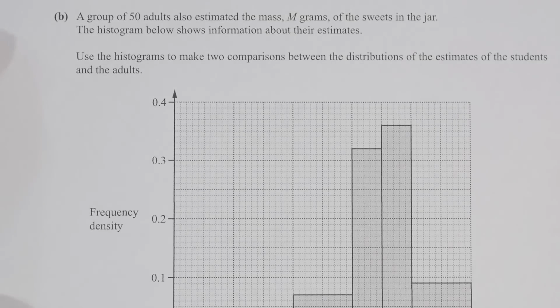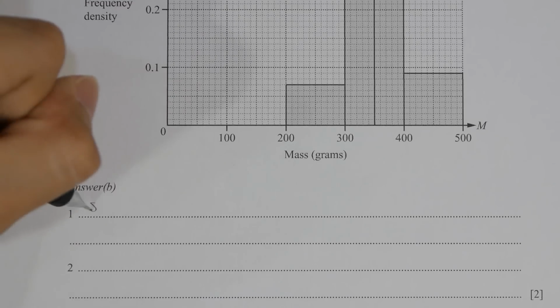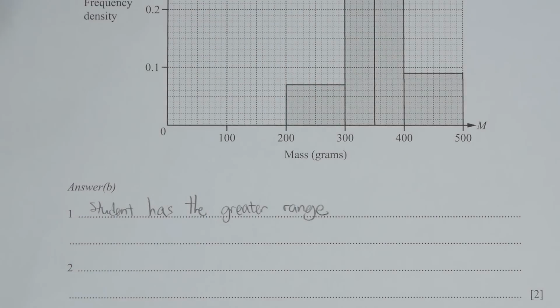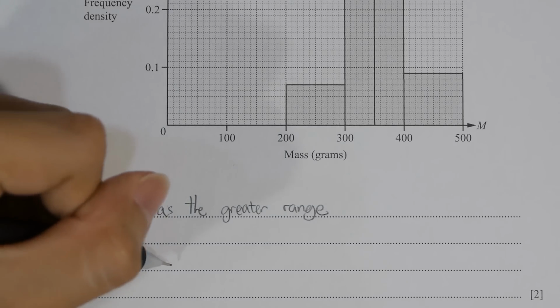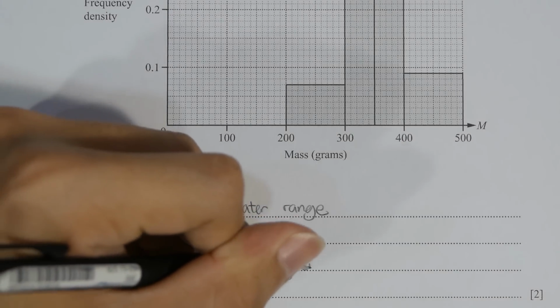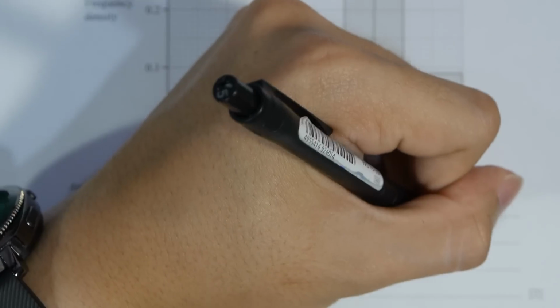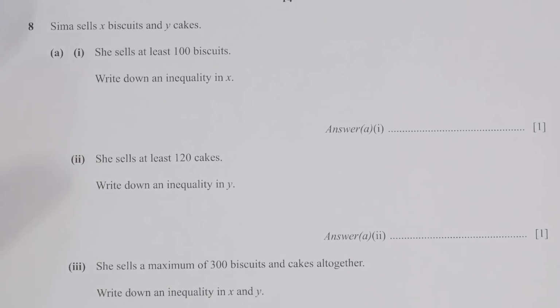Part B. They want you to write a comparison. As you can see from this graph, the range for adults is lesser because it is 500 minus 200, whereas for the students it is 500 minus 0, so the range is greater. For number 2, the mean of the students is actually lower than adults. So you can construct it by stating the mean of adults is higher, because they have a greater mass.